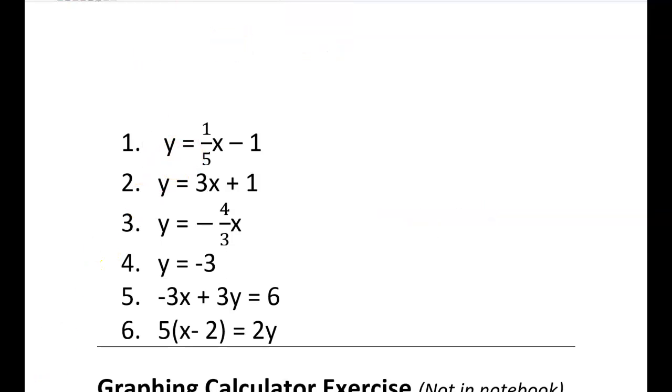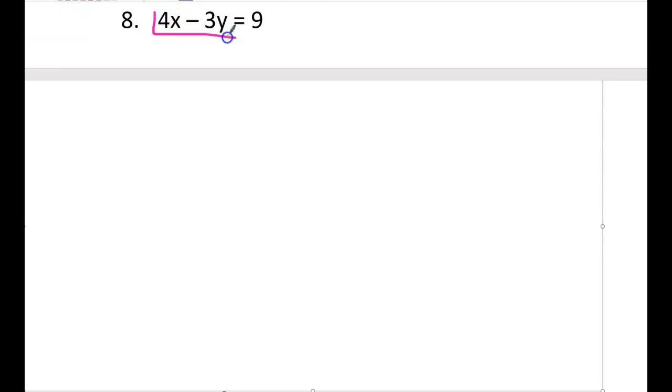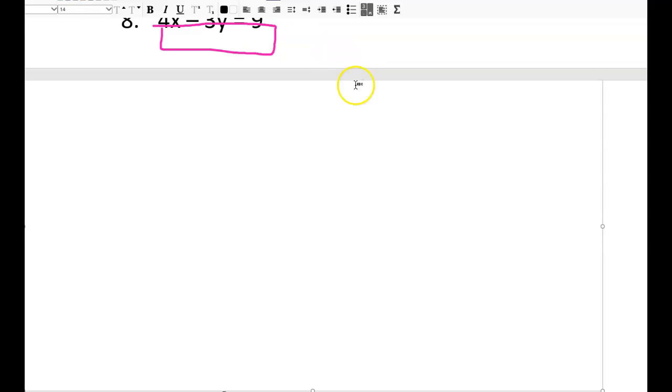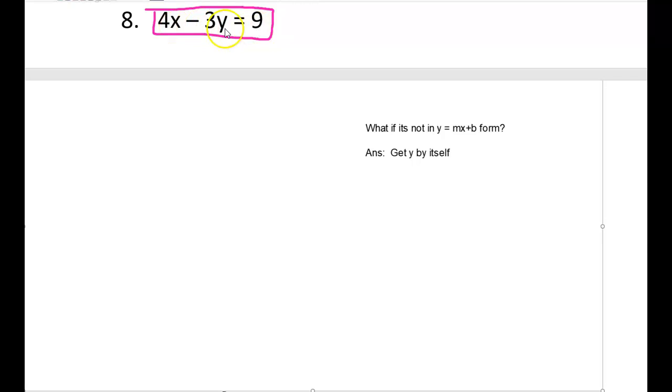Let's go ahead and take a look at one more example. For this last example, the question is, what do we do if it's not in slope-intercept form? And the answer is, get the y by itself. If you have an equation like this one, which is in standard form, we're not going to graph it using the methods we've learned today if it's not in the right form. It has to have this y equals mx plus b form. So what you have to do is get the y by itself.